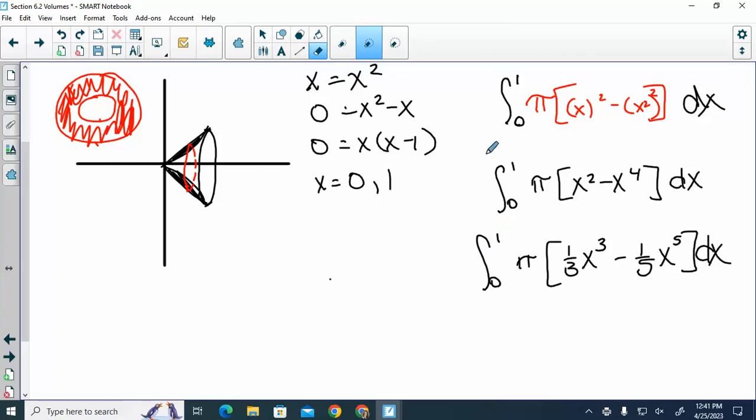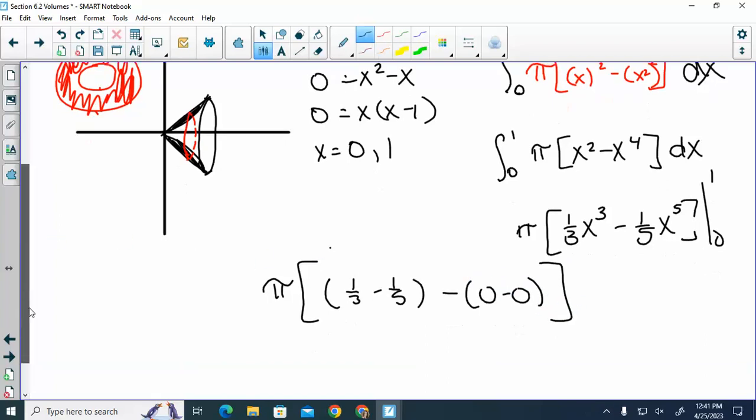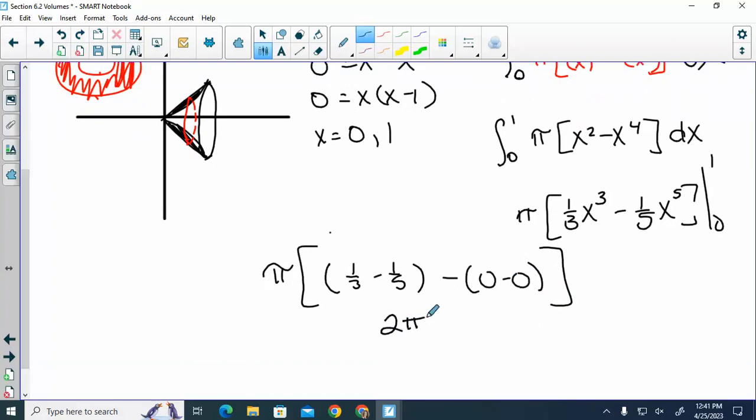So I just did my integral, didn't I? That's what I get for talking while I'm integrating. That goes at the end. So you get pi. You put in a 1, you get 1/3 minus 1/5. Put in a 0, those are both 0. So we get 2 pi over 15.